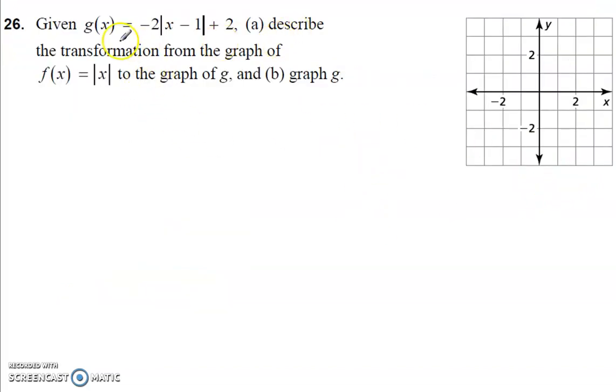Okay. Describe the transformation. All right, so here's quite a lot going on. The transformation first. Inside here, we have a horizontal move right 1 unit, because remember, inside the absolute value bars, things aren't quite as they seem. Right 1 unit. This is a vertical move, so a translation. This is a translation up 2 units.